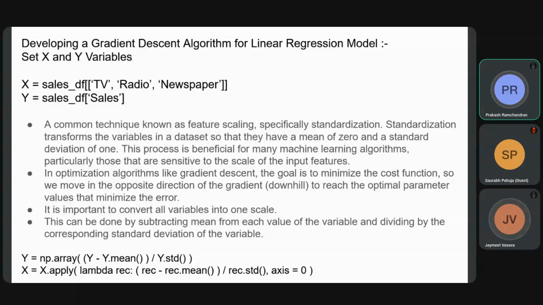What about X? Lambda is just a function, right? Yes, a Python function. Lambda is an anonymous function from Python. We are standardizing the values of x just the way we did it for y, and for x we are doing the standardization column wise.